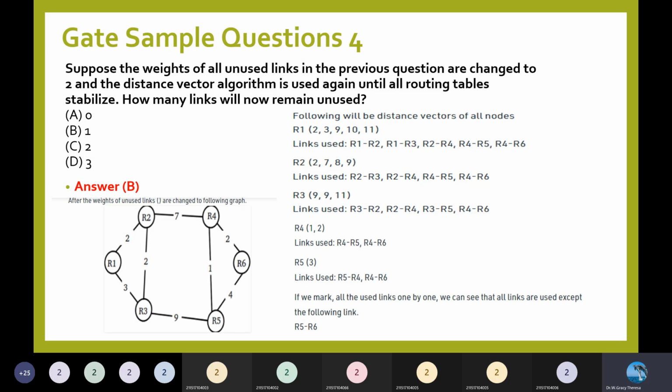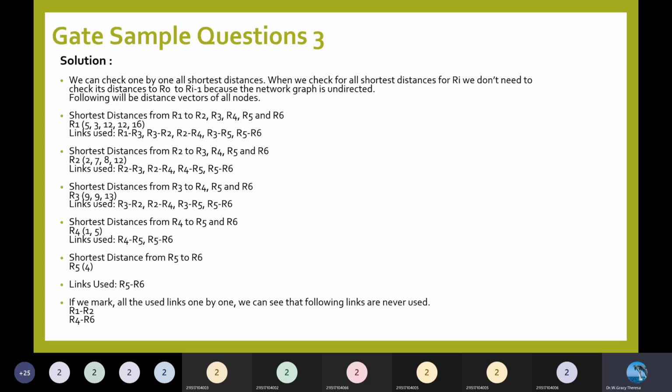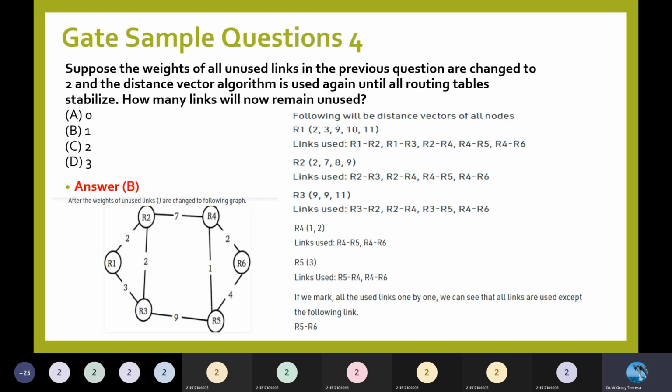Suppose the weight of all unused links in the previous question is changed to 2. So the previously unused links, between the two, have been changed. R5 R6, the change has been to 2. Then what happens? How many links will now remain unused? From this, what is the answer here? Again the answer is one.